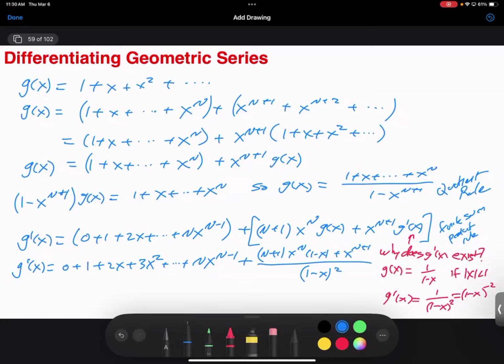And for the first piece, I only have a 1 minus x in the denominator. The second piece is a 1 minus x squared. So I've just multiplied the first piece by 1 minus x over 1 minus x, so they have a common denominator.